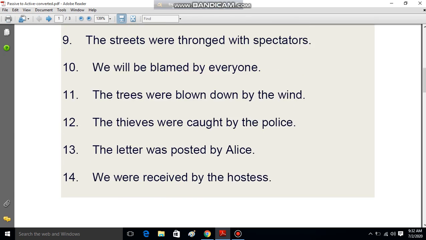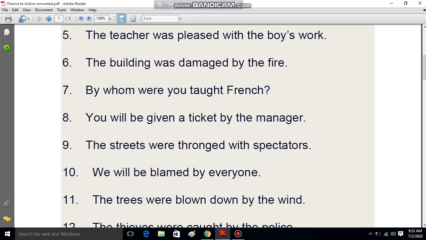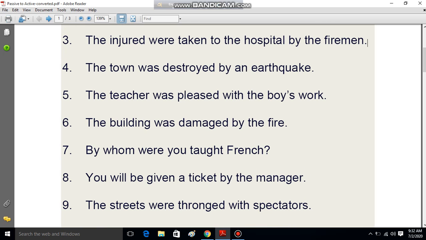So remember, do notice one thing here. Here by is not used, with is used. We learned in exceptions that not in every case is by used. In some cases to, some cases with, some cases at are used. With pleased, satisfied, disturbed, with these verbs, with is used. Understand?